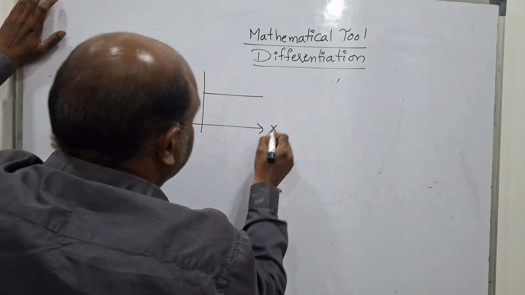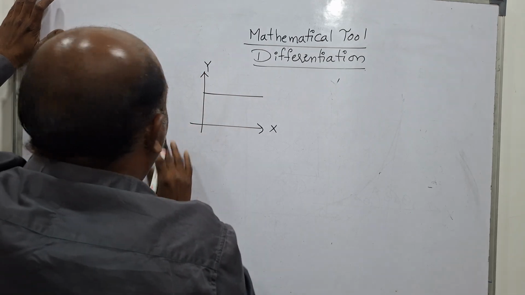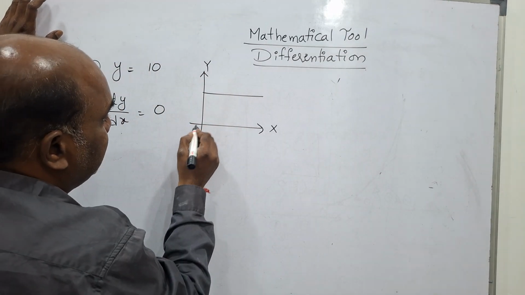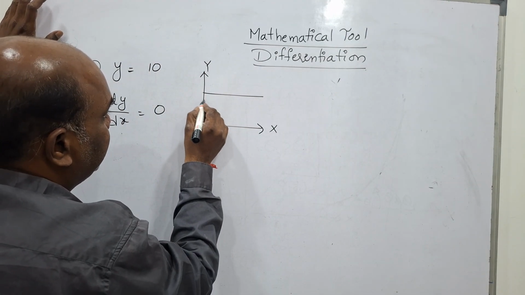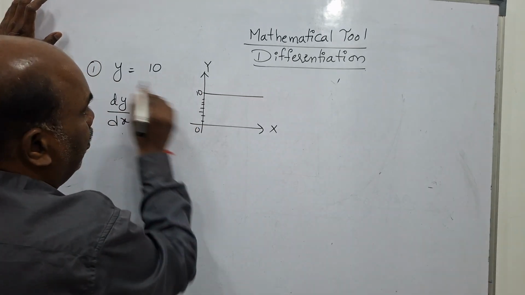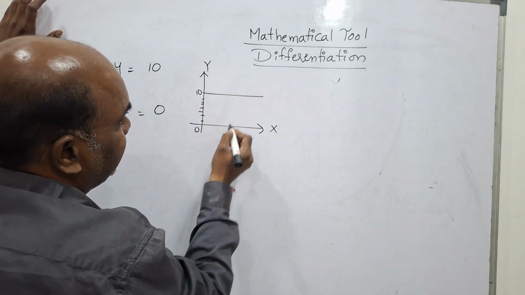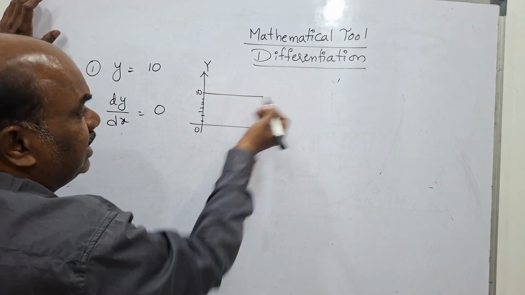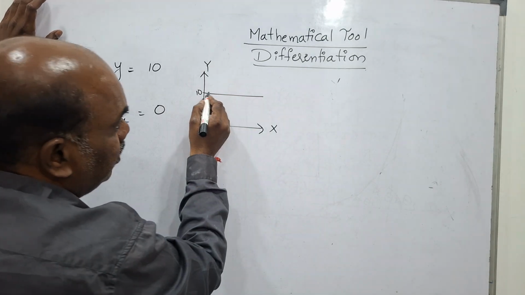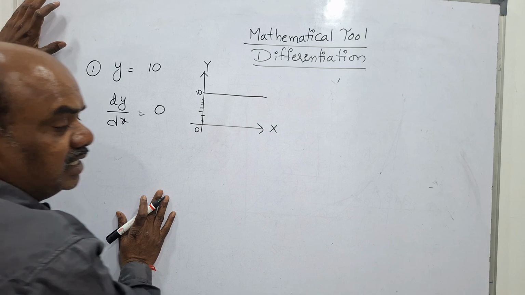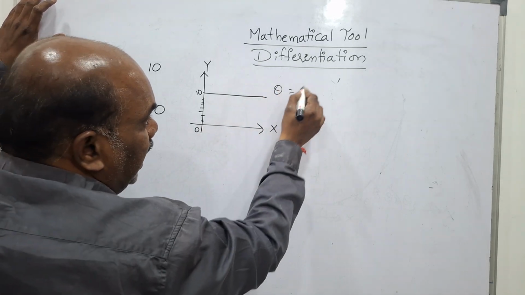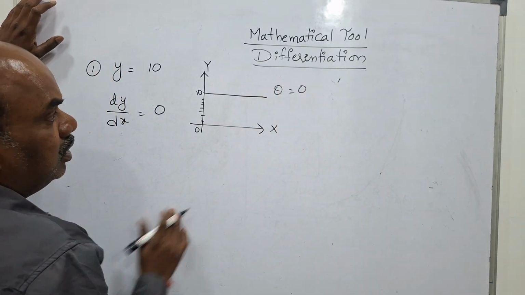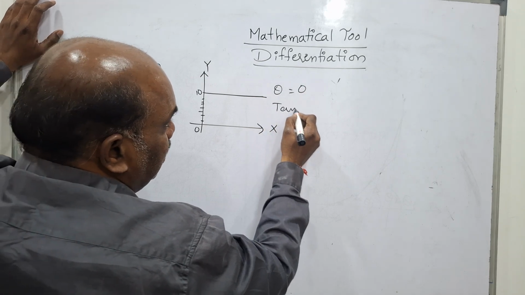This is the x-axis, this is the y-axis. Y is equal to 10. On the y-axis this is 0, 1, 2, 3, 4, 5, 6, 7. This is 10. Y is equal to 10 on the y-axis, and on the x-axis there is no value, x is 0. That means it is not making any angle with the x-axis. Theta is 0. Angle is 0. Slope is not there. Theta is 0 means tan theta is 0.